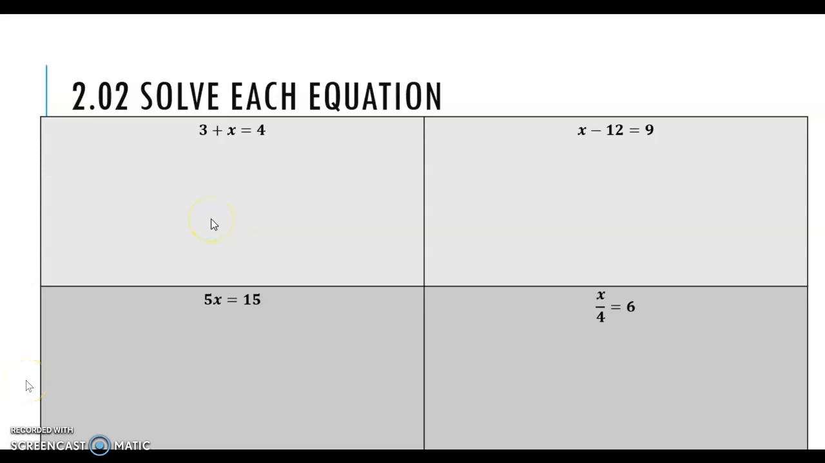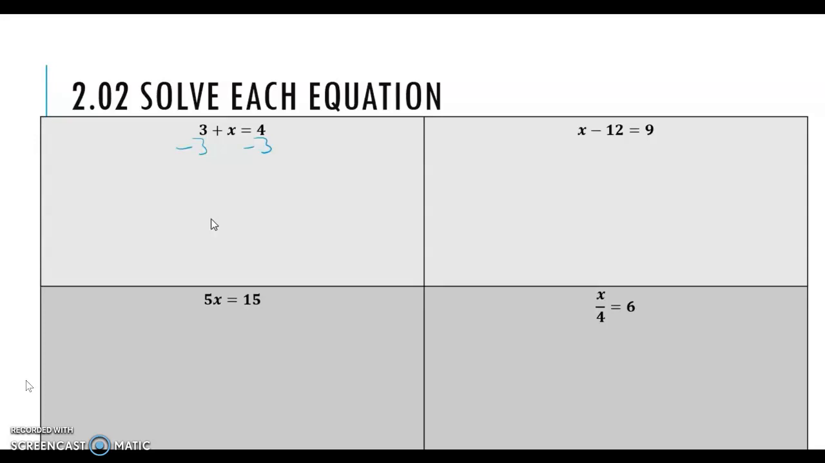When solving equations, we want to get the variable by itself. So in this case, we've got 3 plus x equals 4. So we need to do something to this 3 to get the x by itself. Well, our 3 is positive, so I'm going to subtract 3 from both sides in order to get x by itself.